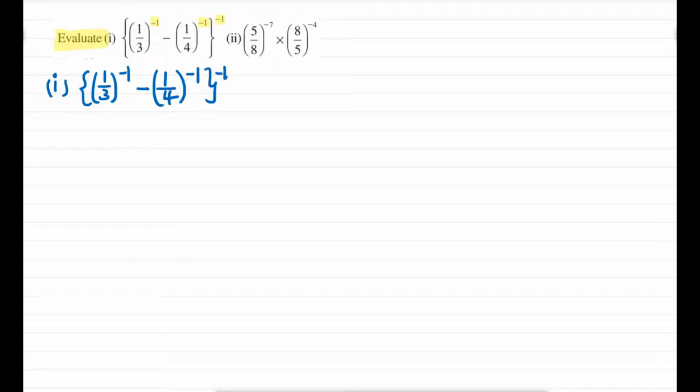So what is given? Let us write the given thing: ((1 by 3) whole power minus 1 minus (1 by 4) whole power minus 1) whole power minus 1. So I use the identity that (a by b) whole power minus m is equal to (b by a) whole power m. I use this law to solve this problem.